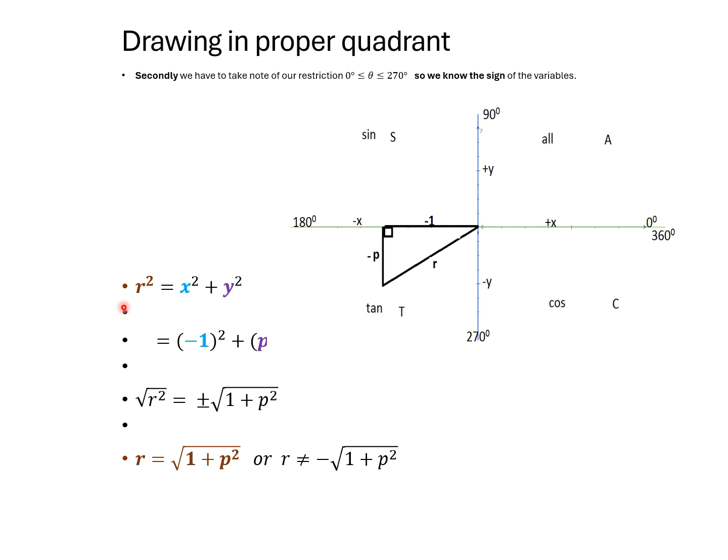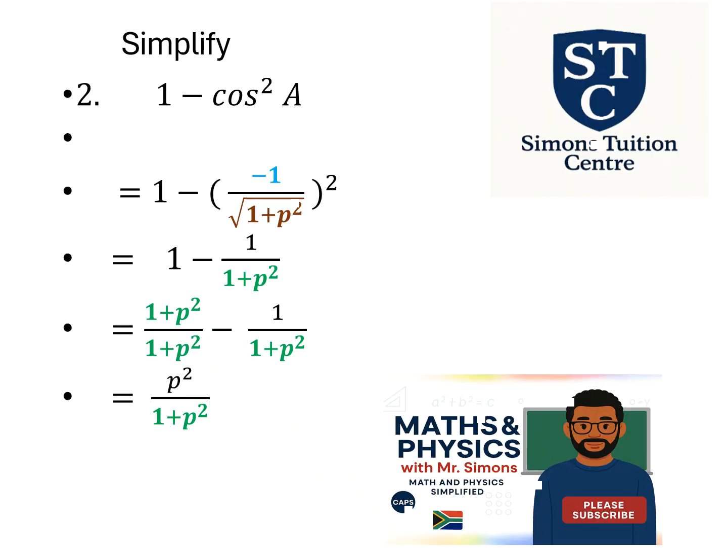So r squared equal x squared plus y squared, which gives me negative 1 squared, plus p squared, which then becomes square root of r squared equal plus minus square root of 1 plus p squared. So r equals square root 1 plus p squared, but not equal to minus square root 1 plus p squared. So 1 mark for proper quadrant, 1 mark for the value of r. Right, now we're solving the problem.